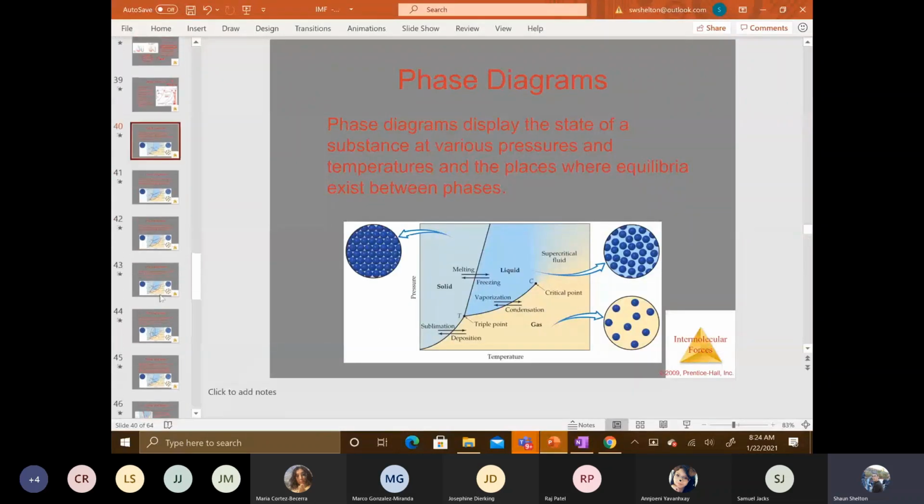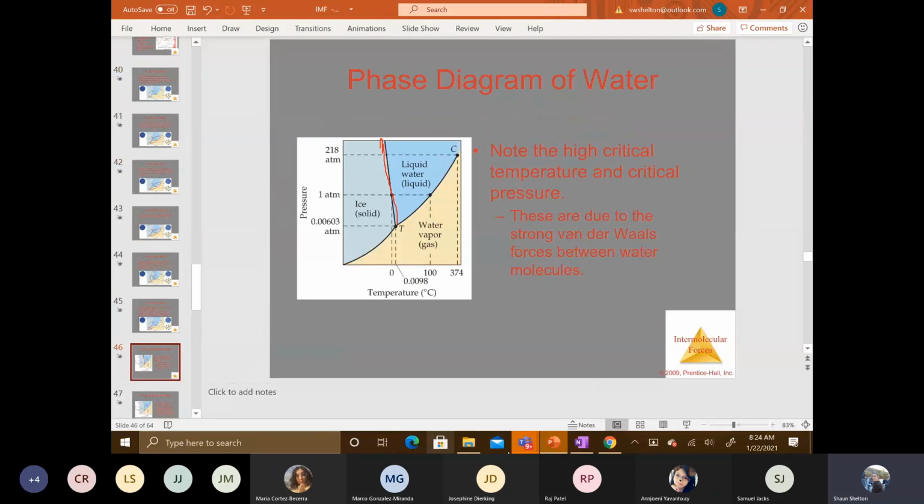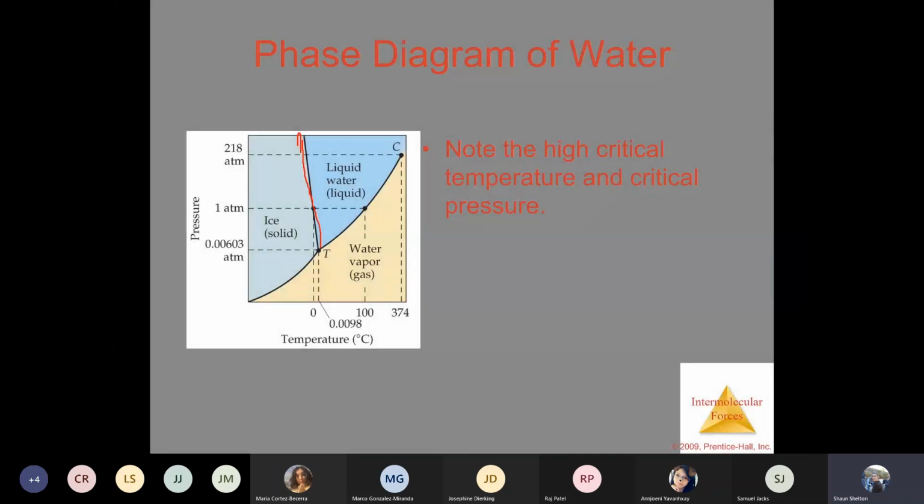So let's look at some of the ones that the PowerPoint has. So now the PowerPoint does look at water again, and the reason why it's looking at water is because of this trend here. So there's a backwards trend. So typically when you have a phase diagram, you have a forward trend like this. So this melting point, freezing point phase, if you look at water, it's actually backwards.